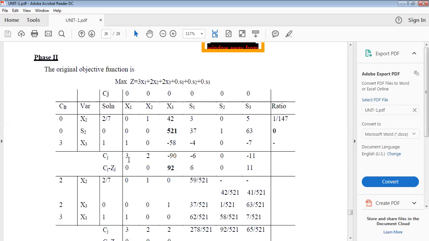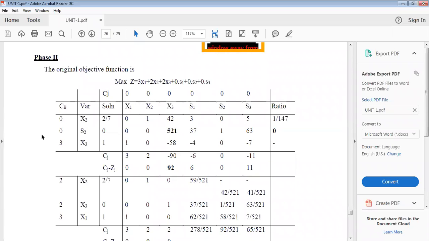So like that you got 3 here. 2 into 1, it is 2. 2 into 42, so it becomes 84. 84 minus 3 into 58. So 3 into minus 58 automatically becomes minus 90. So 2 into 3, 6. And 3 into minus 4, minus 12. 6 minus 12, minus 6.